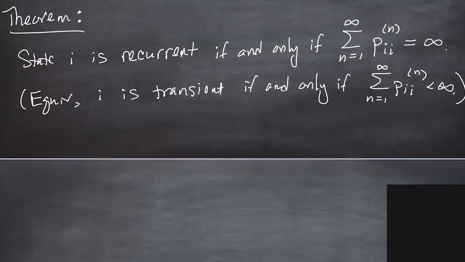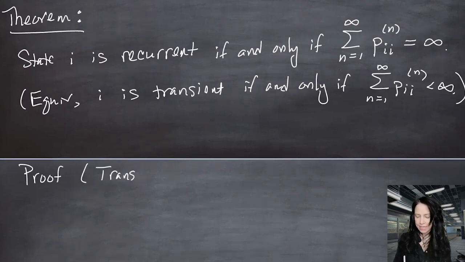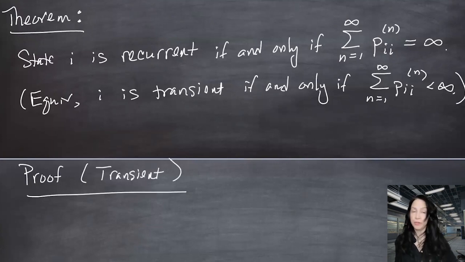You ready to prove this? Let's do it. I'm going to prove it in the transient case. And then the other one is proved because a state is either recurrent or transient. It can't be both and it can't be neither.